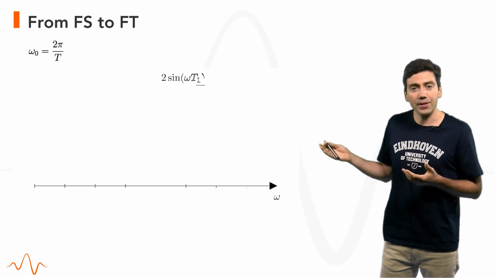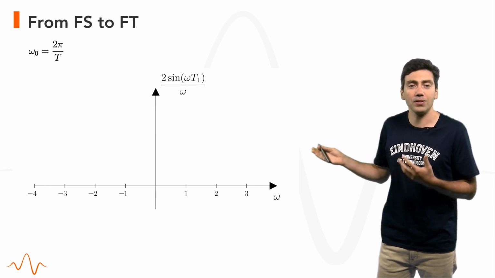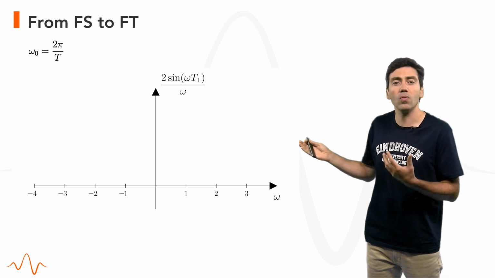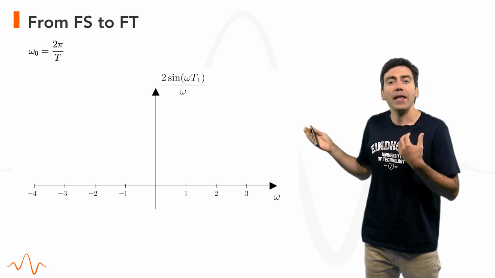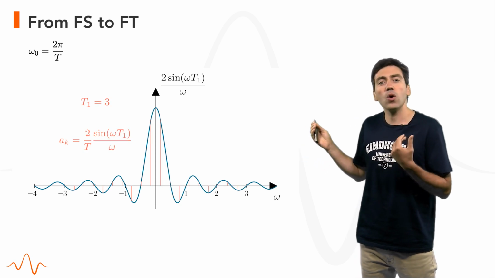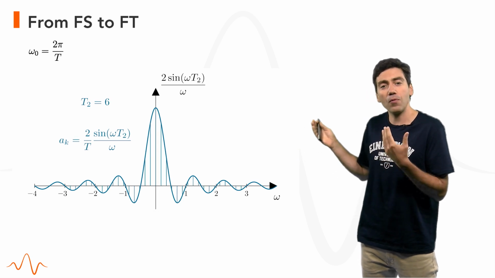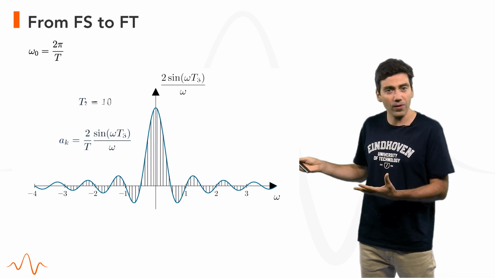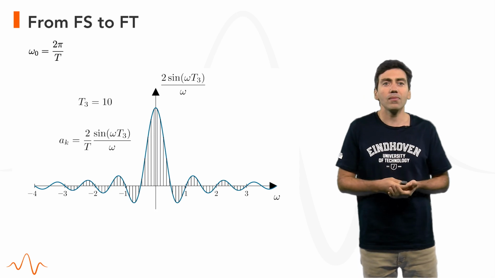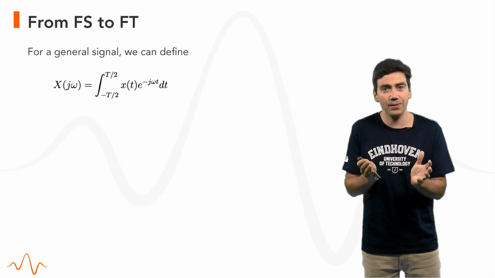Now, you can see here in this figure that if indeed we plot this envelope function 2 sine of omega T1 over omega, and we multiply by capital T, the coefficients, when we multiply them by capital T, are really the samples of this envelope function. So let us see if this works for a general signal x of t.